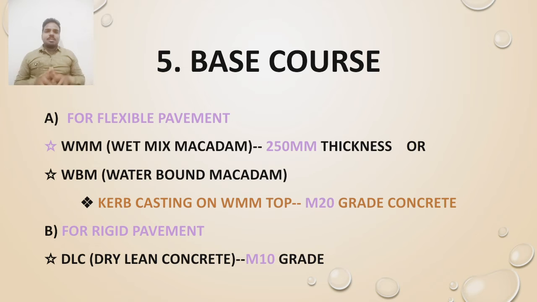When we discuss base course for rigid pavement, generally we use DLC, dry lean concrete. DLC is a zero slump plain concrete with a large ratio of aggregate to cement. M10 grade concrete mix is generally used as the DLC layer.